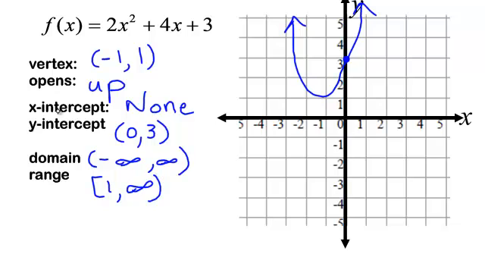And when we did the algebra and got the x-intercepts and got an imaginary number, I should have guessed that it will never cross the x-axis.